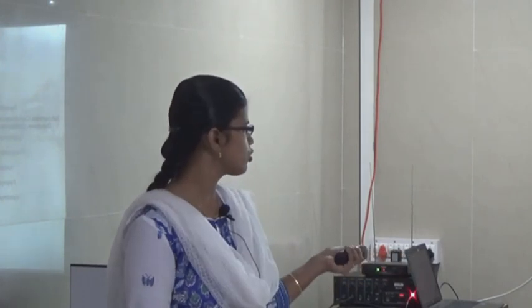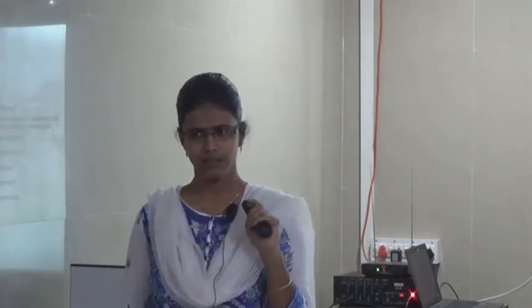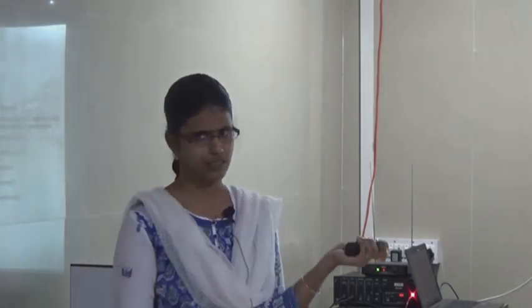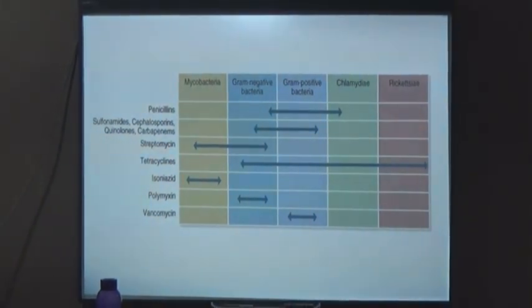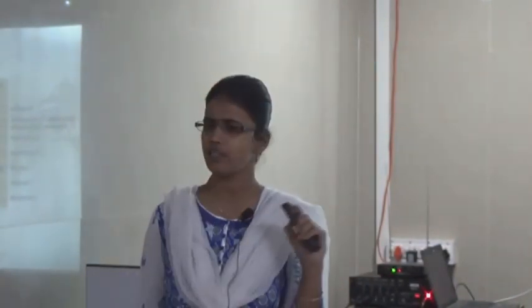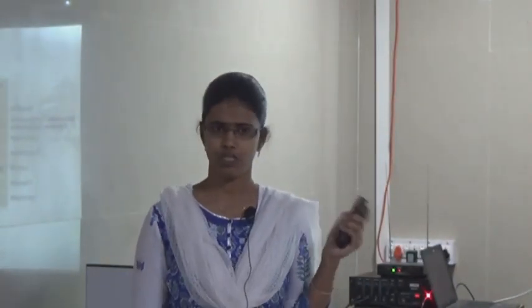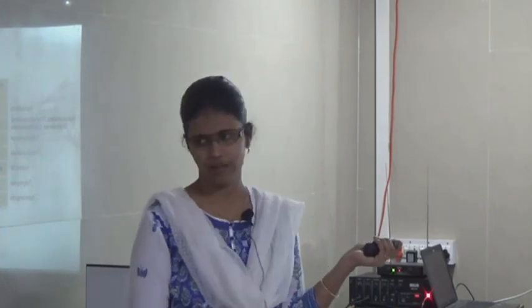Okay, next we will go to streptomycin. Streptomycin is what group of drug? Aminoglycosides. So it mainly covers only gram-negative. Streptomycin is for gram-negative, and what is mycobacteria? Tuberculosis. So you are using streptomycin in tuberculosis. Then tetracycline. Tetracycline and chloramphenicol are broad spectrum, so most of the organisms will be covered.